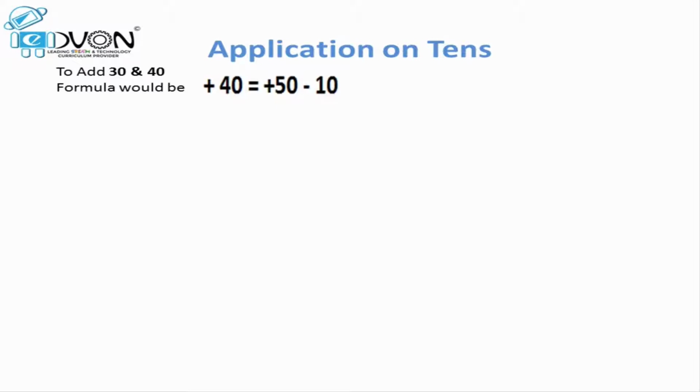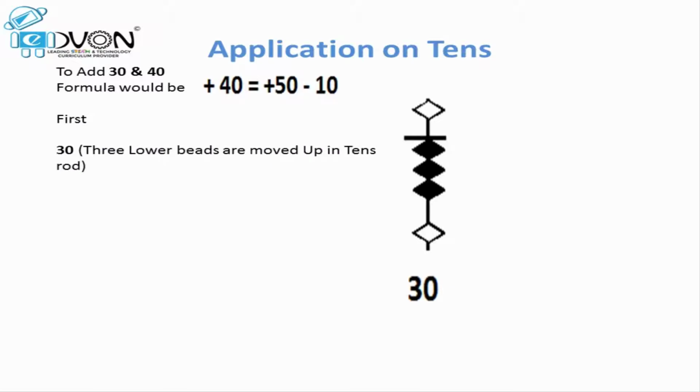First, we will place 30 on tens, that is, we will move 3 lower beads up to touch the calculation bar on tens rod. Now to add 40, we do not have enough lower beads. We only have one lower bead which has a value 10 and we have upper bead which has a value 50. So we cannot directly add 40.